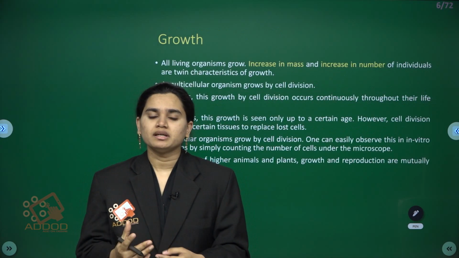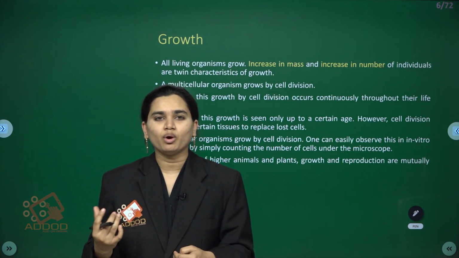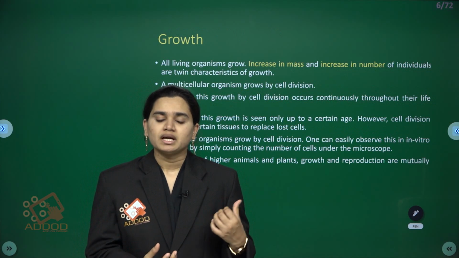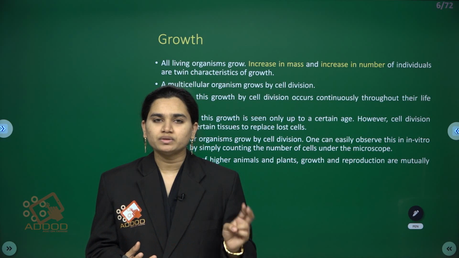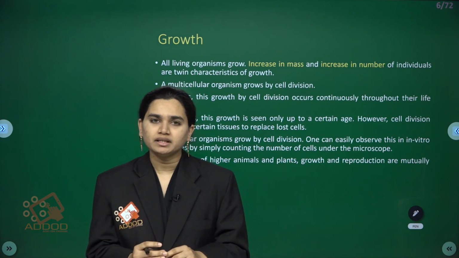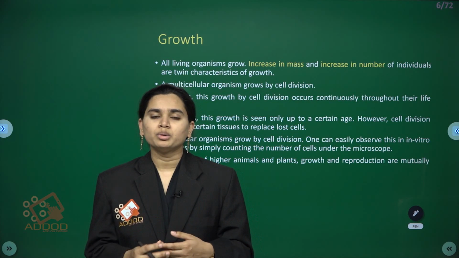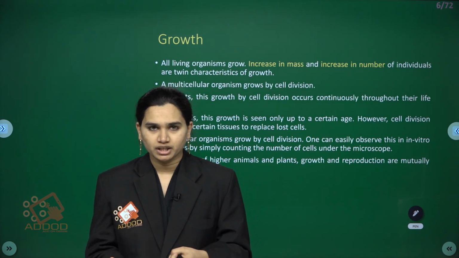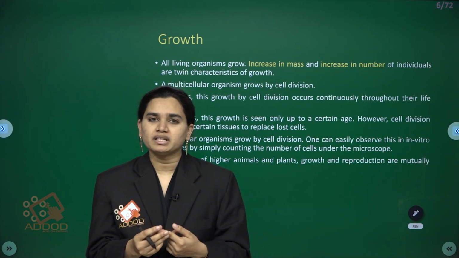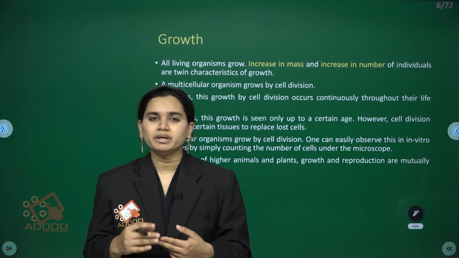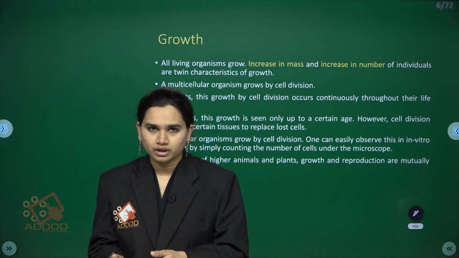Now, we will see whether each of these characters actually refers to a property of a living organism. First, let us move on with growth. When we think of growth, 2 things come into our mind. Either it could be an increase in the mass of an individual, or it could be an increase in the number of individuals. So growth accounts for 2 things. Both could be accounted for as growth.